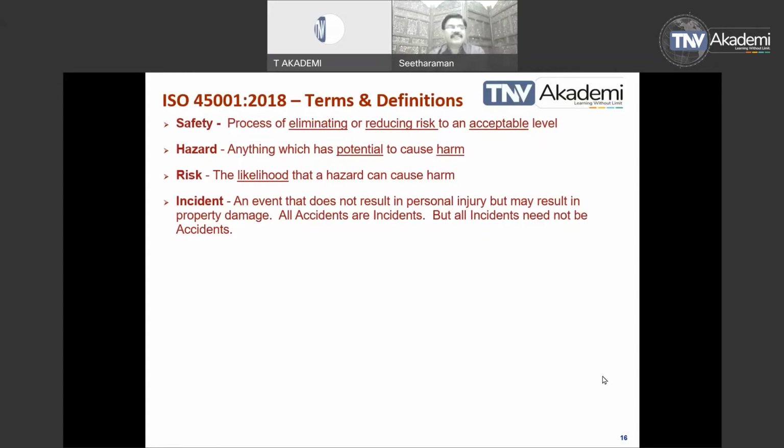ISO is not using this word accident in the standard. Very casually, it is referring that sometimes if somebody is injured, sometimes it is called an accident. So otherwise, I would not use the word accident in the presentation. It is just for clarity purposes. I have given here: all accidents are incidents, but all incidents need not be accidents. That means accident is a smaller sphere, incident is a bigger sphere. So accidents are a subset of incidents. If there is a person who is injured or having ill health, then the incident automatically becomes an accident. Our aim is to focus on the incident so we can avoid accidents.